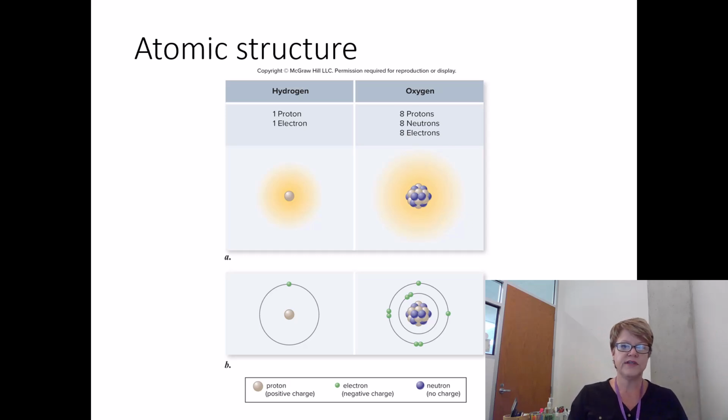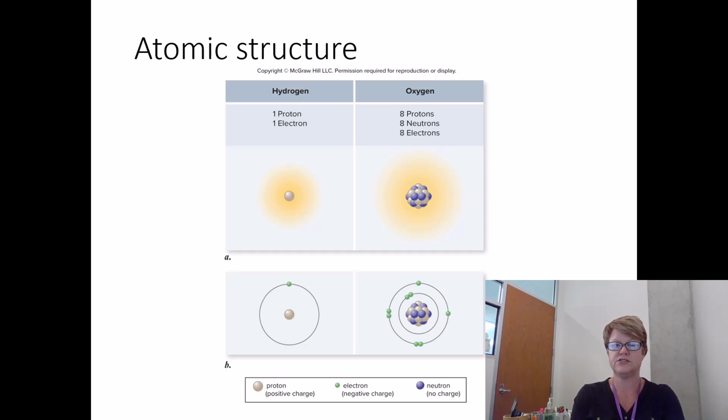So two different ways that artists try to show the structure of an atom, and neither of them quite gets it, but it's good enough for us. In the second column, you have oxygen. Oxygen has 8 protons, 8 neutrons, and 8 electrons.